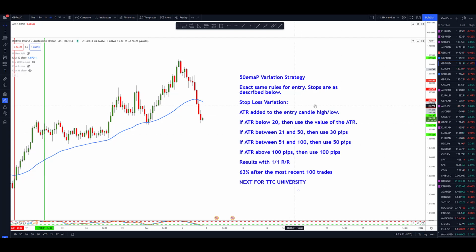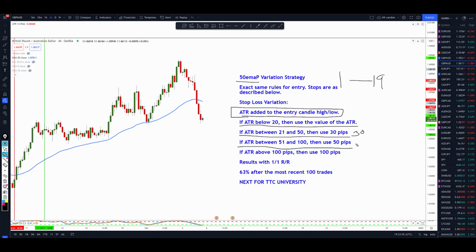Every entry, or every stop loss, excuse me, is going to be above and below the high and low of the entry candle. So that's different from the regular 50 EMAP, but should not be too hard to comprehend. If the ATR is below 20, then we're using the value of the ATR. So anything between 1 and 19, we're just using whatever that value is below or above the entry candle. If the ATR is between 21 and 50, then we're using 30 pips below or above the entry candle. If the ATR is between 51 and 100, then we're using 50 pips below or above the entry candle. And if the ATR is above 100 pips, then we're just using 100 pips above or below the entry candle.